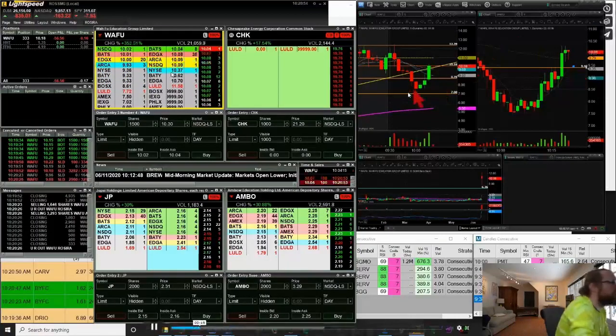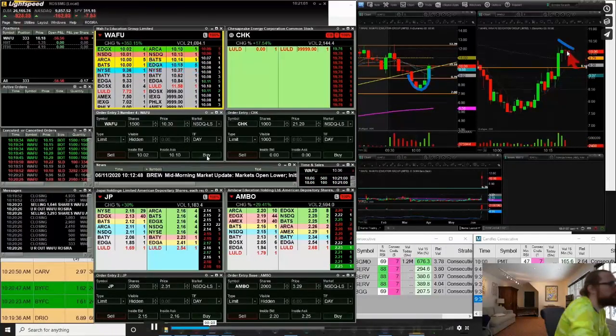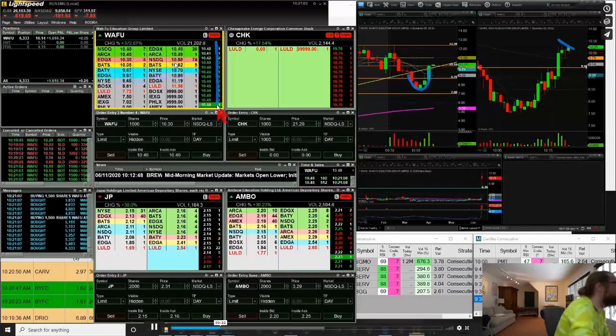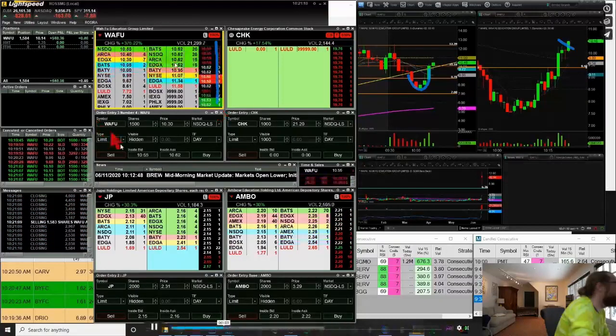Okay, so we've just broken through the volume weighted average price. Now we're doing a little pullback. First candle to make a new high is 10.15, so I start buying when I see the green on the tape. The green confirmation right there. Look at that. So I buy, and then what do I do?